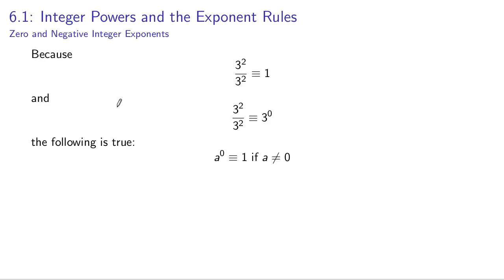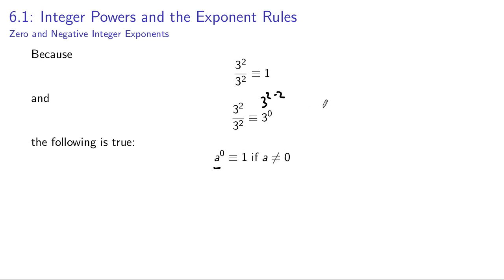So what happens if we have a 0 for an exponent? Think about this. 3 squared divided by 3 squared is of course just 1, because any number divided by itself is 1. And if we think of the subtraction rule for the same base, we would have 3 to the 2 minus 2, which is 3 to the 0th. So it makes sense that 3 to the 0th power is 1. For this reason we define a to the 0th power, whatever a is, to be 1, as long as a itself is not 0.